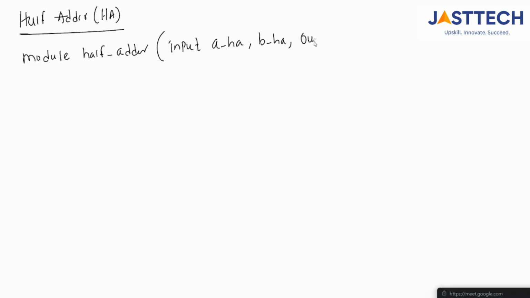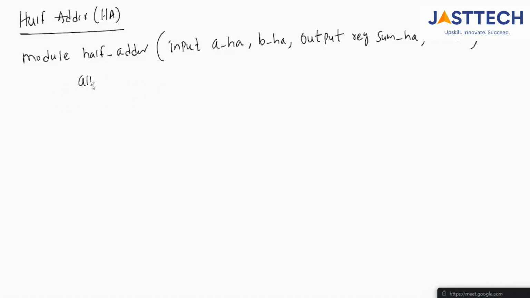So two inputs and two outputs. The output needs to be declared with the reg data type. Why? Because when you use behavioral modeling, you need to declare the port connections. So you need to declare with the reg data type sum underscore ha and cout underscore ha.